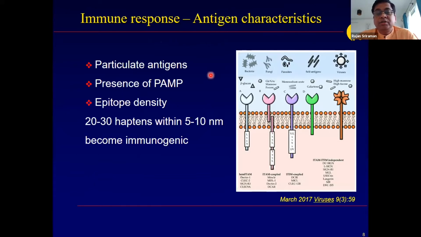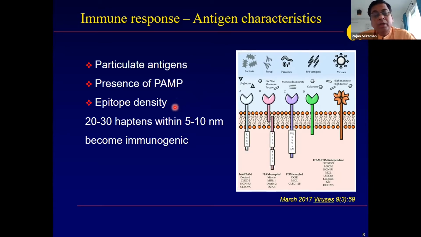Particulate antigens are the most potent antigens, along with the presence of pathogen-associated molecular patterns. These are present in polysaccharides, nucleic acids, and repetitive structures, and they all go on to stimulate the TLR. They are also called TLR agonists, and in fact, some of these are being used as adjuvants, as you would know. In coronavirus vaccines, a lot of manufacturers use CpG. CpG is nothing but a TLR agonist and can potentiate the immune response.